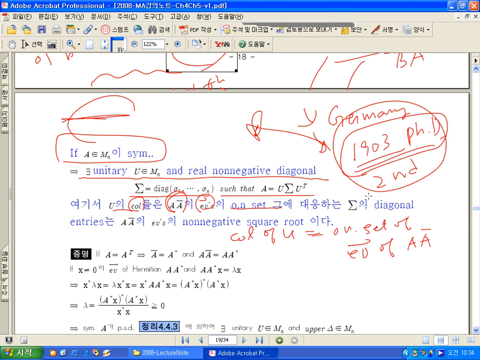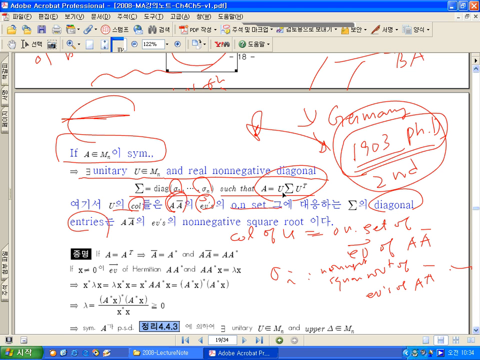And corresponding diagonal entries sigma i's are the non-negative square root of eigenvalues of A bar. This is what Takagi showed.